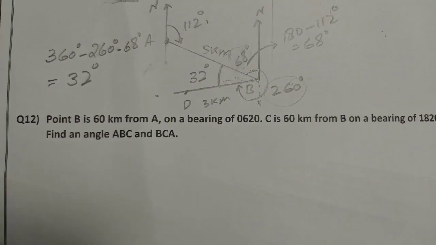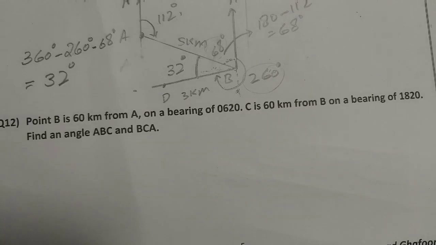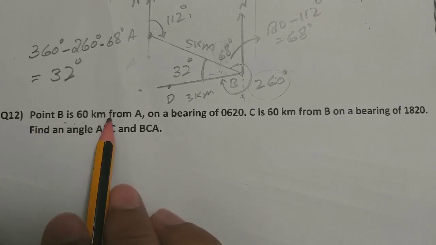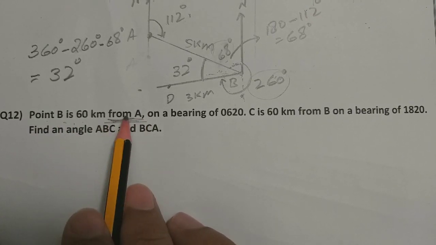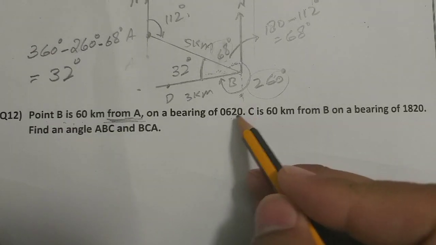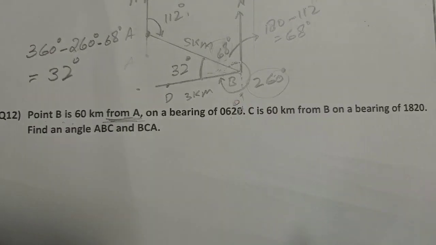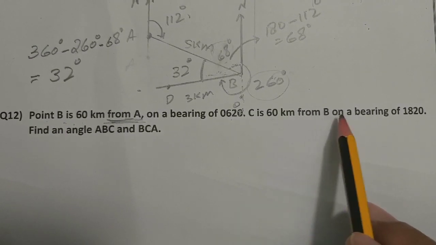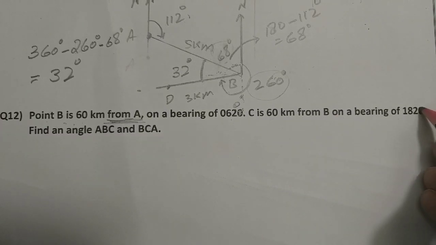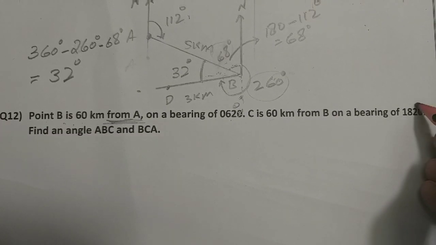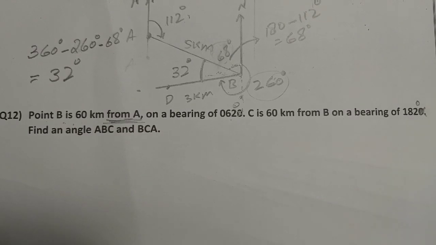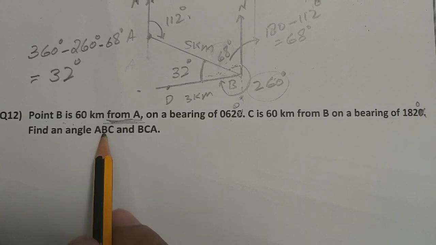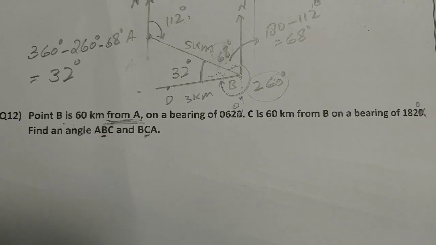In the next question, also a very interesting question, he said that point B is 60 kilometers from A. So this is the starting point on the bearing. This is not 620, this is 62 degrees. And 60 kilometers from B on the bearing of 182 degrees. So find the angle B and angle C.